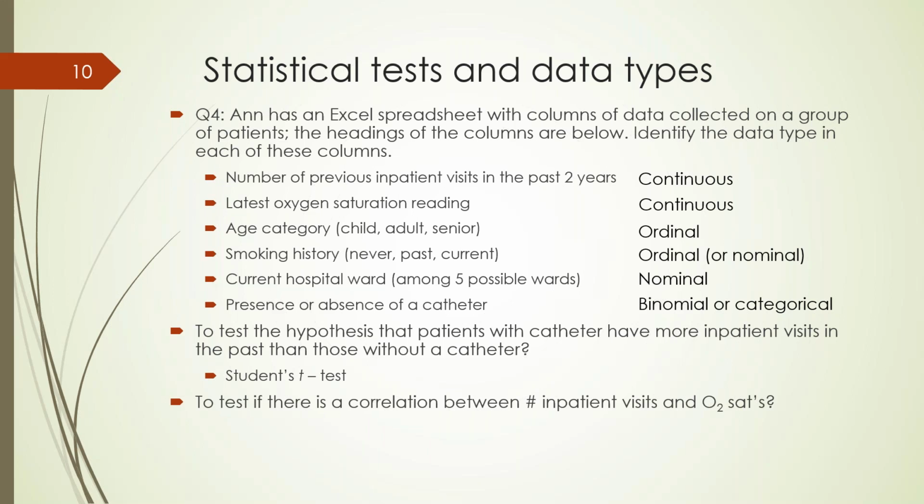Now, what if you wanted to test if there was a correlation between the number of inpatient visits and the O2 sats? I'm not too sure why you would want to do this or whatever your rationale would be, but let's say that you have been asked to do this. So you've got number of inpatient visits in the past 2 years, which is continuous, and you've got O2 sats, which are also continuous. So the primary ways in which you would go about testing if there was a correlation is to use either a correlation test or a linear regression. Correlation is available to you on any Excel package, and linear regression is available in other more advanced packages. But yeah, so that's how we would go about doing things like that.